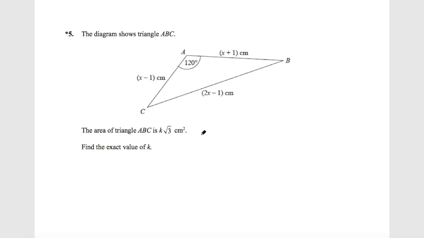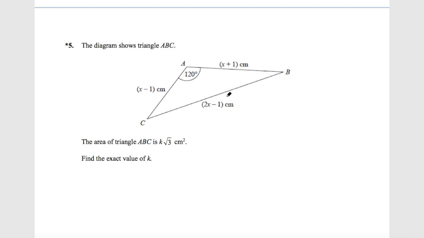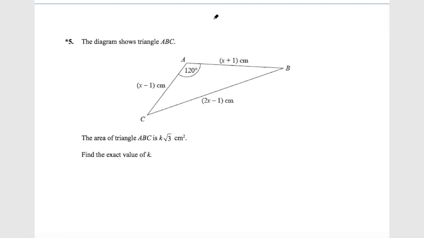When you see this triangle, hopefully you start thinking cosine rule and sine rule because they give us one angle and these side lengths as algebraic expressions. And they also give us an area. Now the way we can connect side lengths of a triangle with area is using the sine rule. So that says that the area of a triangle equals half ab sine C, where the angle C is the angle between the two sides a and b.